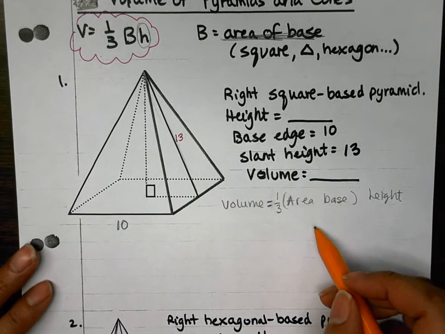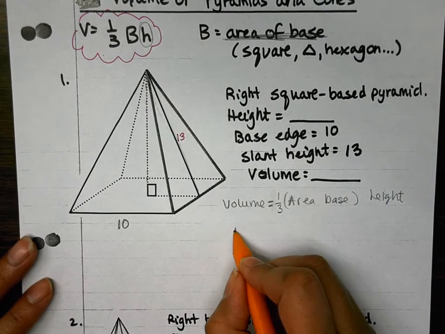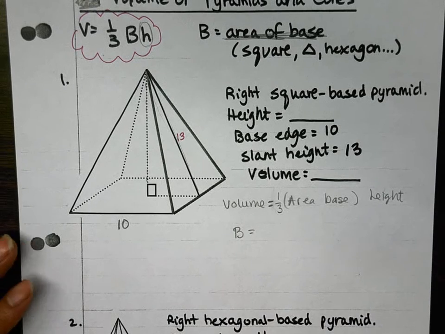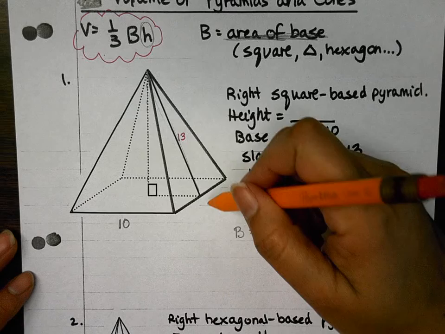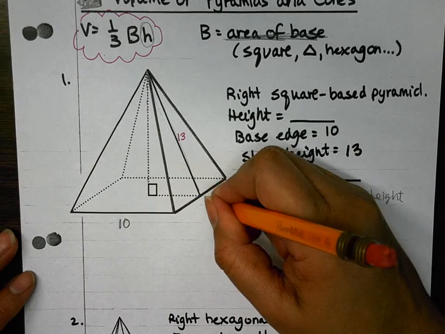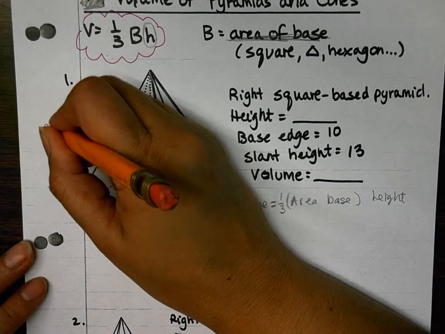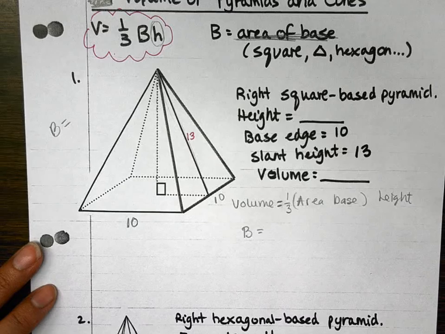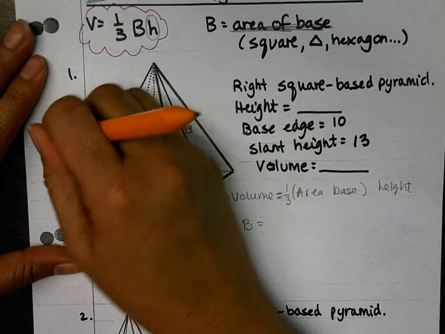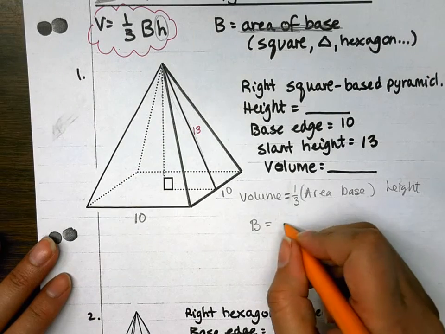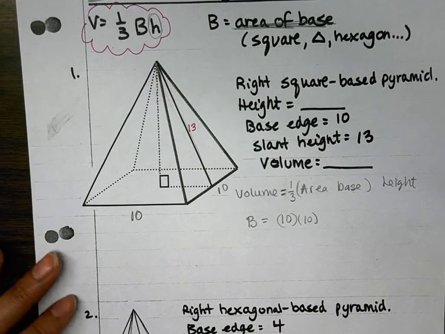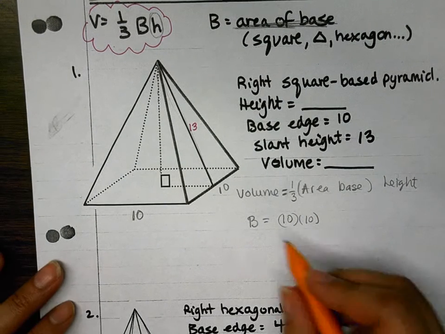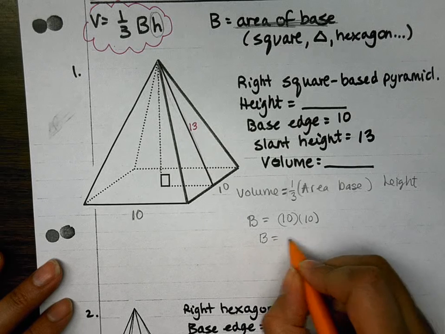What letter do I use to represent the area of the base? Uppercase B. Now, what's nice about this, because it's a square, what are all of my side lengths? The same. So what's my uppercase B in this case? Length times width, which is 10 times 10. So what's the area of the base?